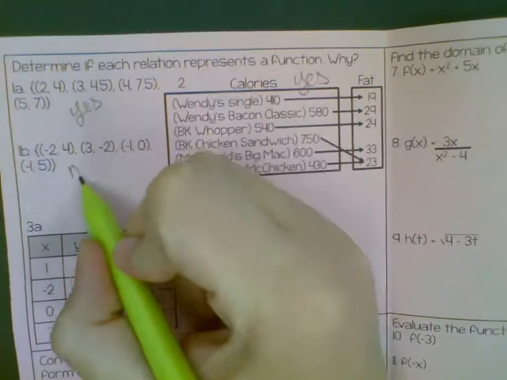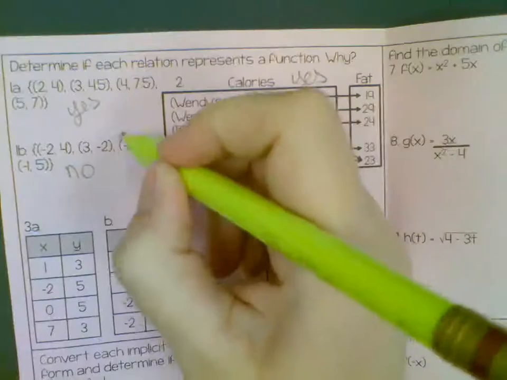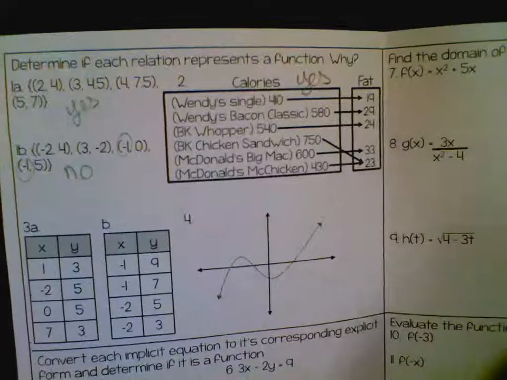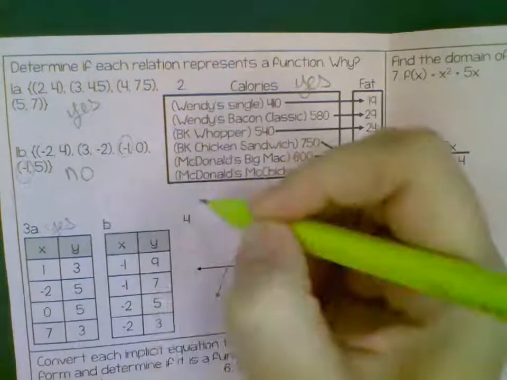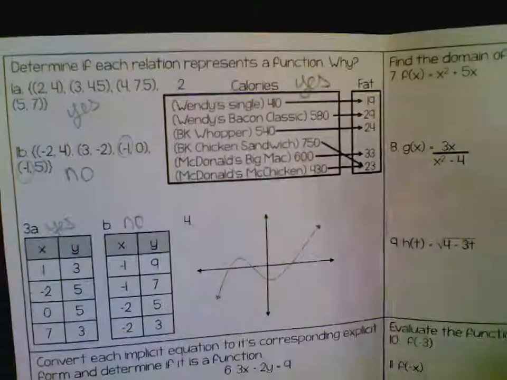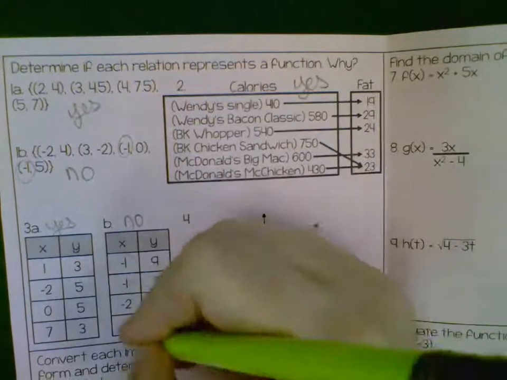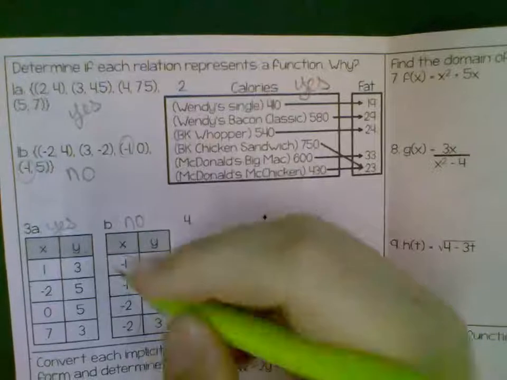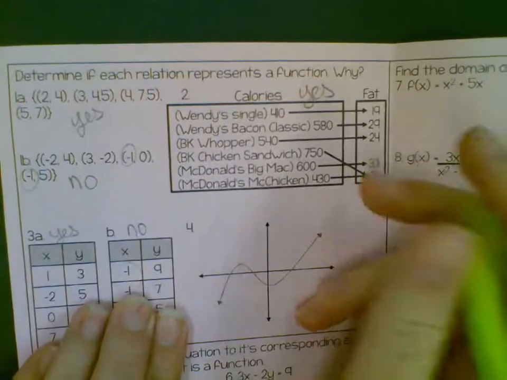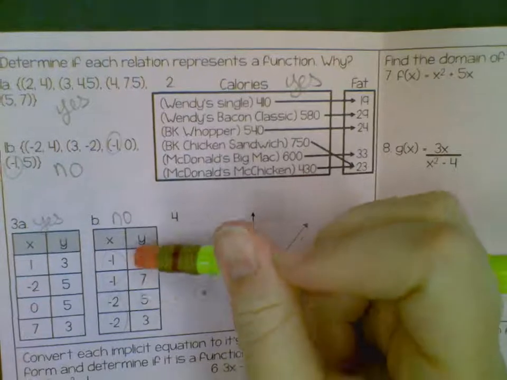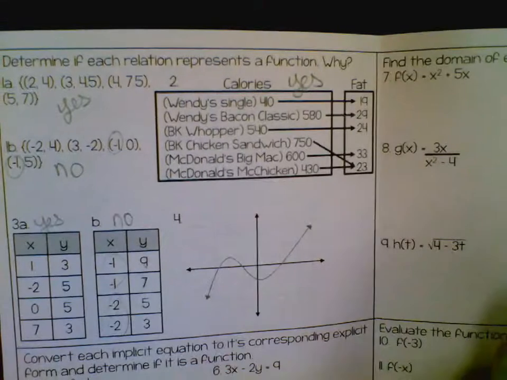Okay, so this one was a no because we repeated that -1. Okay, very good. 3A was a yes, all our x's were different. 3B was a no because we have repeaters that have different y values. This would have said 9. That wouldn't have made it not a function, but it went to different things for both of those sets.